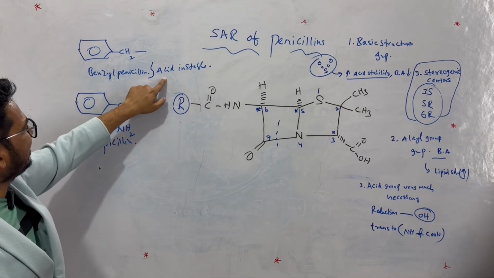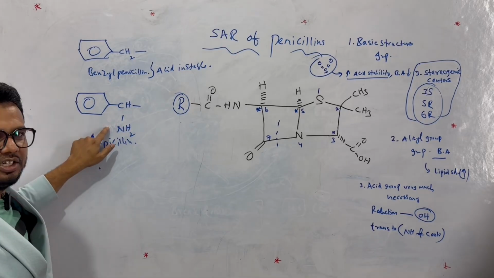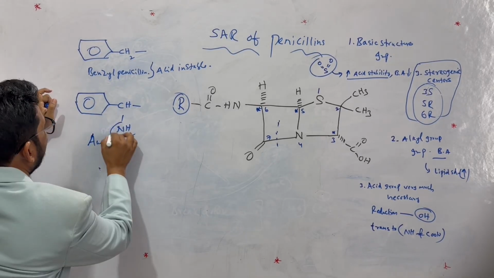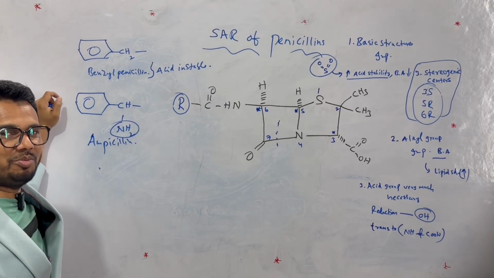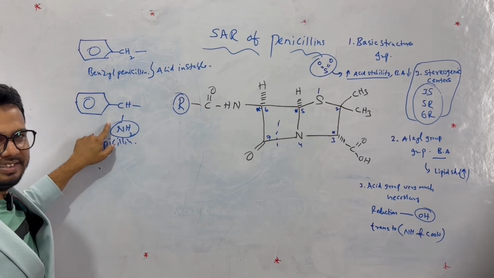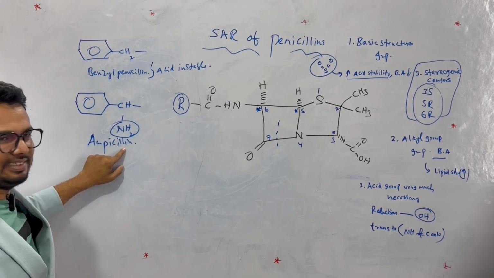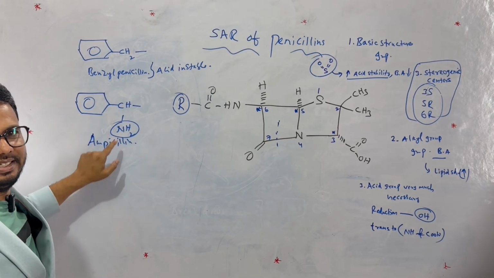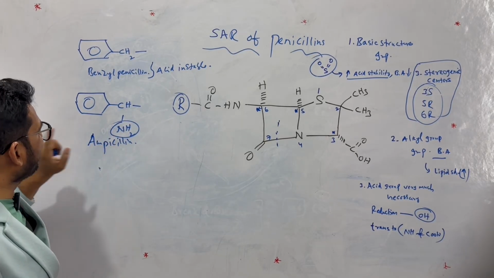Ampicillin is resistant towards the acid, because of what? The extra amine group. See how important it is. Benzyl penicillin is not acid resistant, but ampicillin is acid resistant. It is stable with acids. It won't undergo degradation easily. Okay, that is the importance of this one.